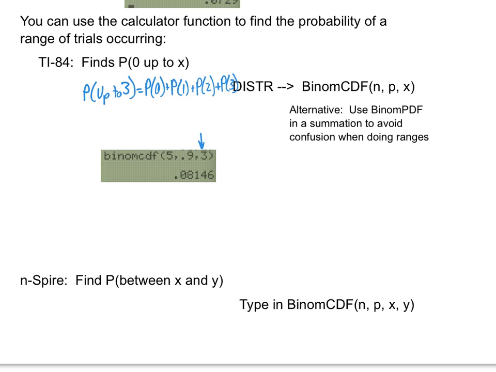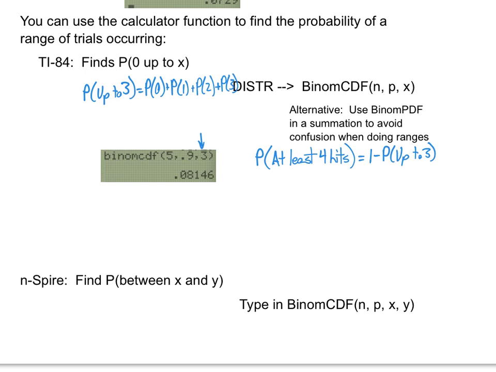Where it can be a little bit challenging is when you don't want to start at 0. Okay? This is what I want to spend a little bit of time looking at. Let's say I wanted the probability of at least 4 hits. Now, how could I figure that out? You find the probability of 0 to 3, which is what we found, and we do 1 minus that. Very good. I could do 1 minus the probability of up to 3.